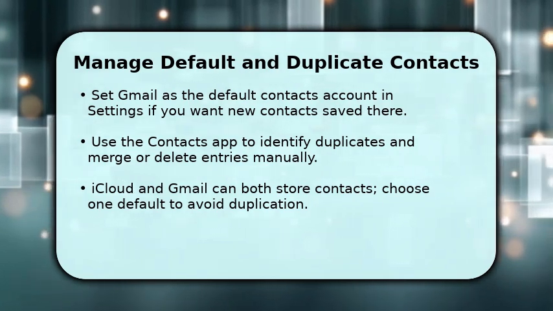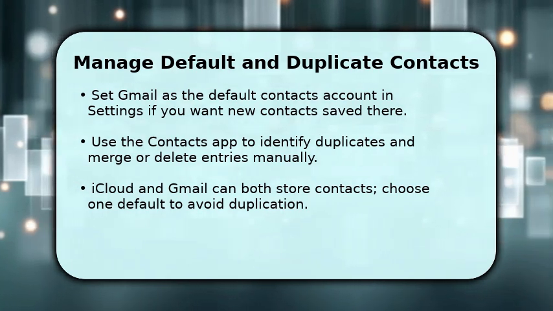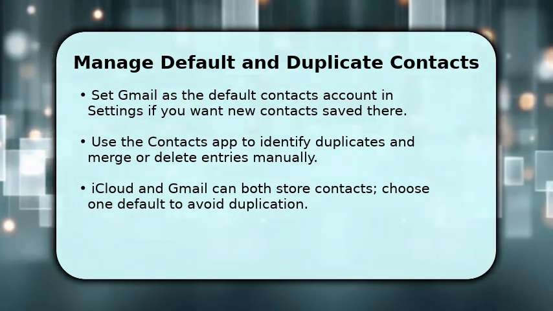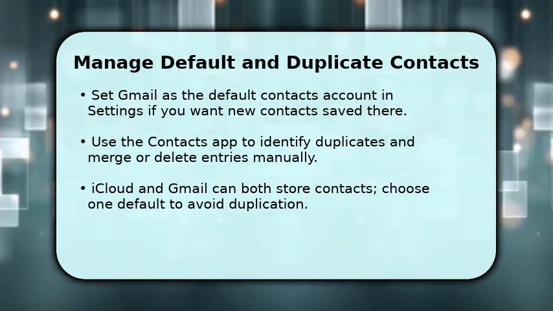Open the Contacts app to review entries and use the Contacts editing tools to merge or delete duplicates manually. Merging removes redundant entries and keeps a single, clean contact record.